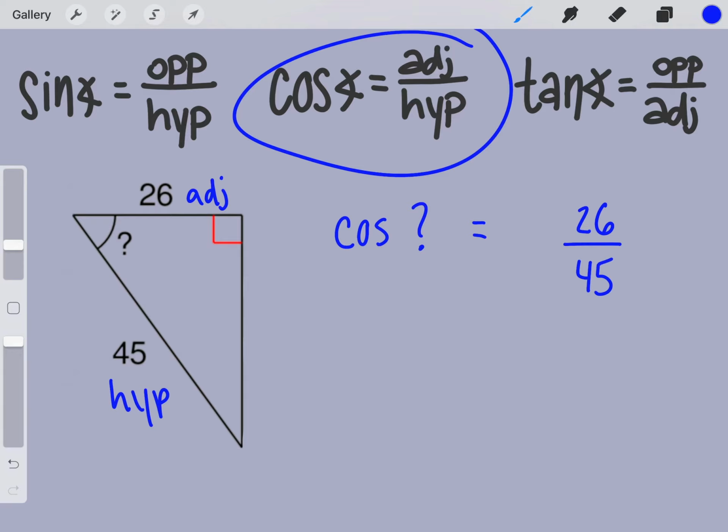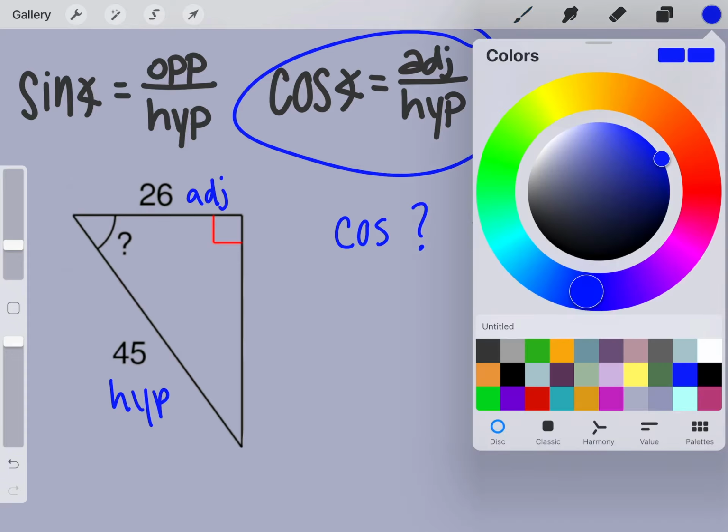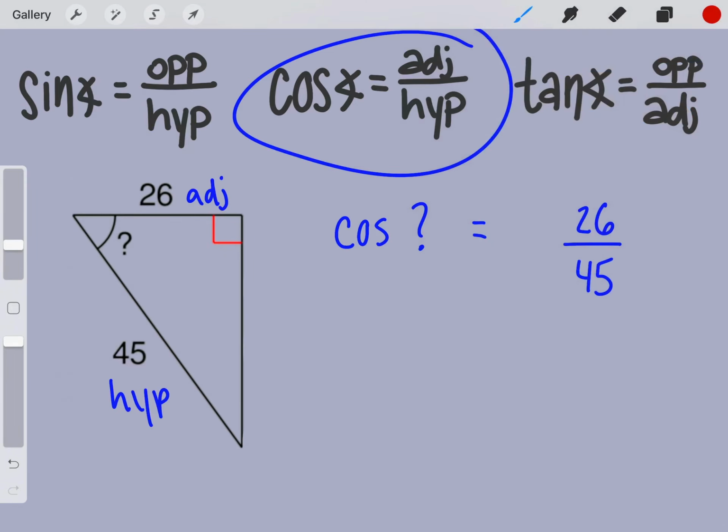Great. Now that we have this set up and we want to isolate question mark, what do we have to do to both sides to get question mark all by itself? What we need to do to both sides to get question mark by itself is to take the inverse of cosine of both sides.